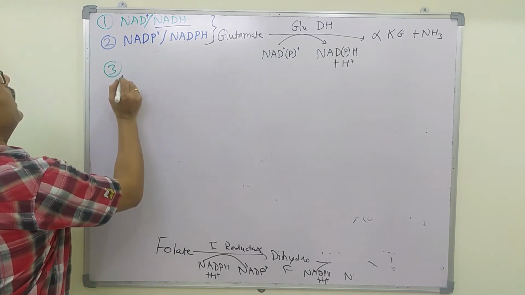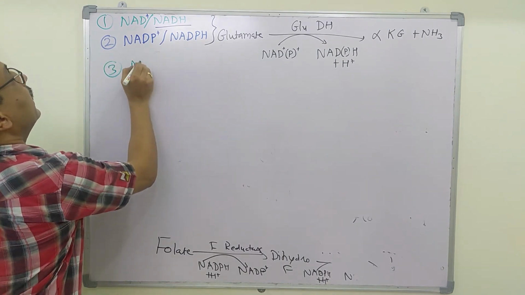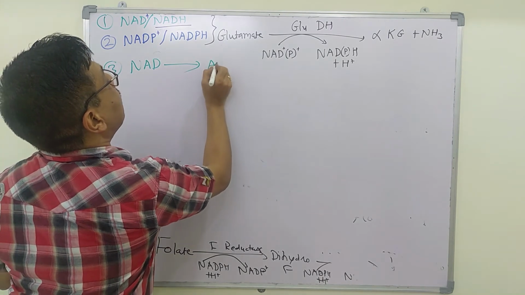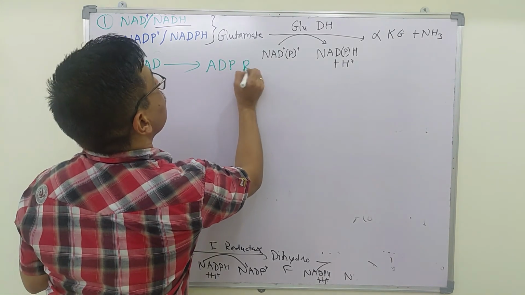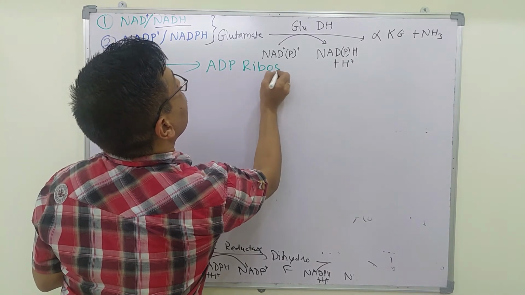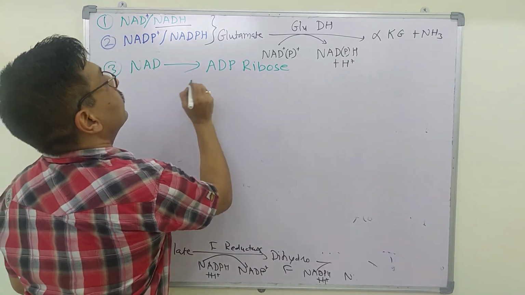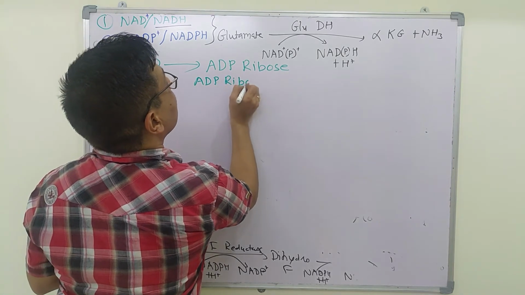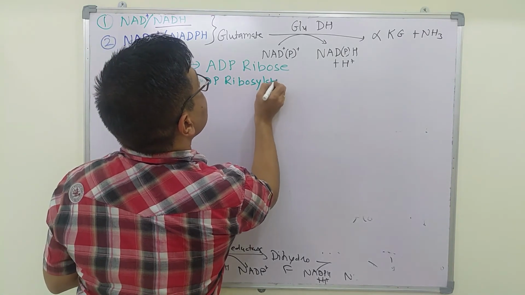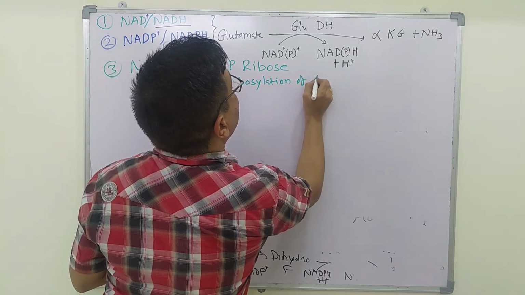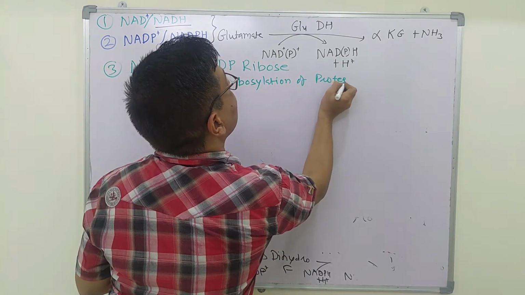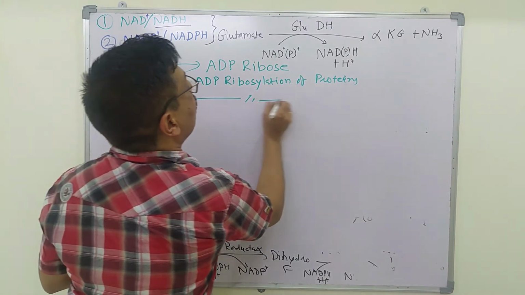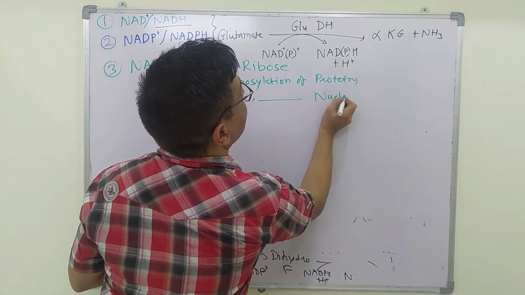Third function of this NAD is a source of ADP ribose, which is important for ADP ribosylation of proteins and poly ADP ribosylation of nucleoproteins.